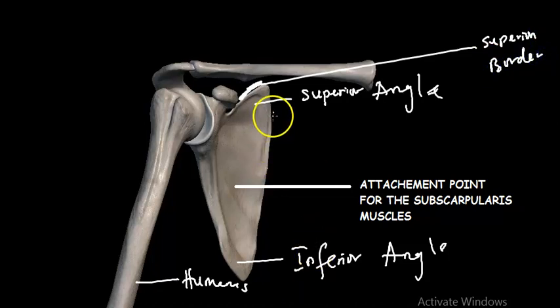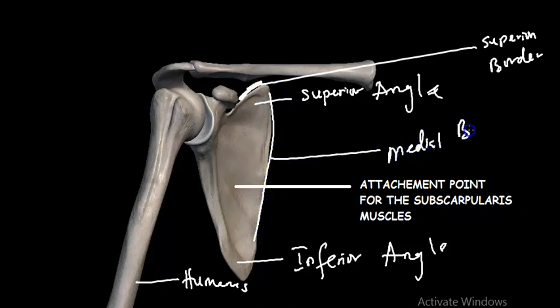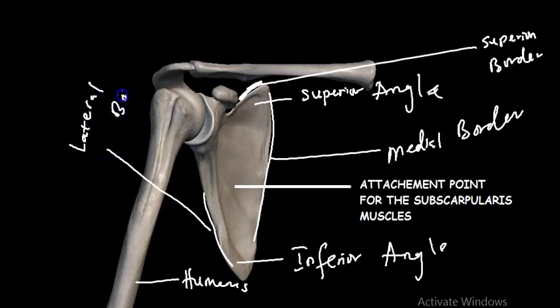Here, that is this side from here to here, we call it the medial border. And here at this point, we call it the lateral. The lateral what? The lateral border.